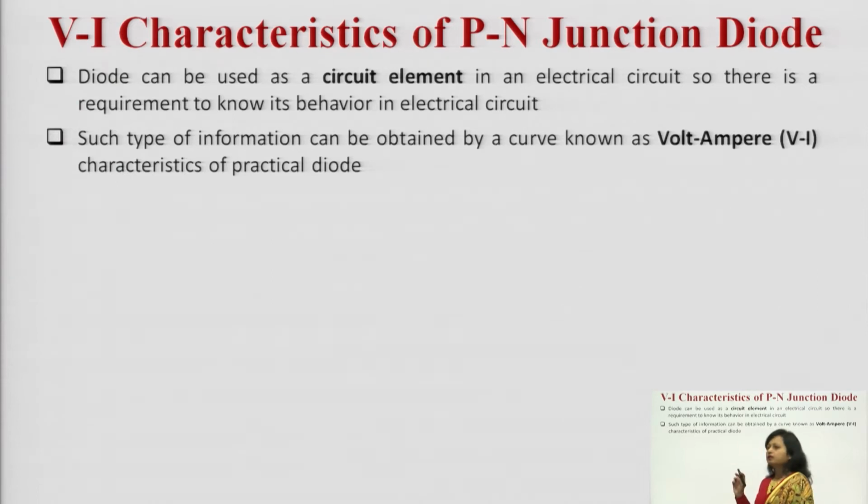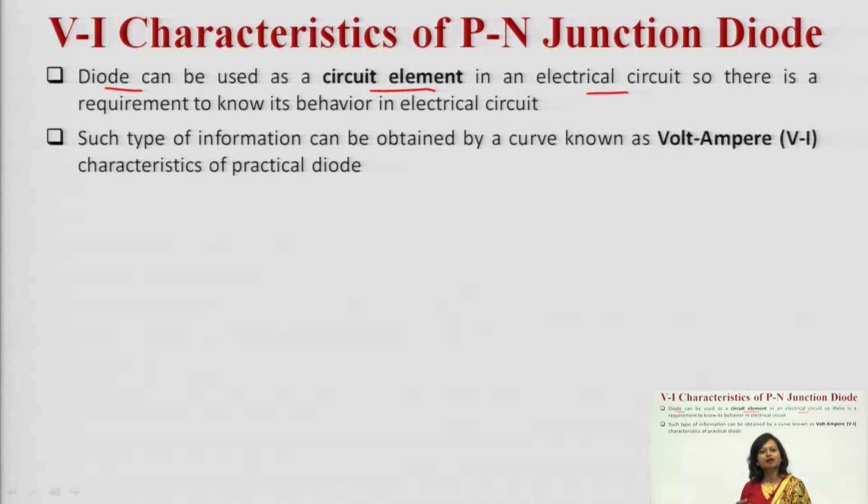Now, just try to recall what we discussed in the previous lecture. What is a diode? A diode is a two-terminal device. There are two electrodes in this component, one electrode is the anode, the second electrode is the cathode. A diode can be used as a circuit element in any electrical circuit as per the requirement. So, you must understand how it behaves when you connect it in a circuit. The connection may be in forward bias depending upon the battery, or it may work in the reverse bias condition.